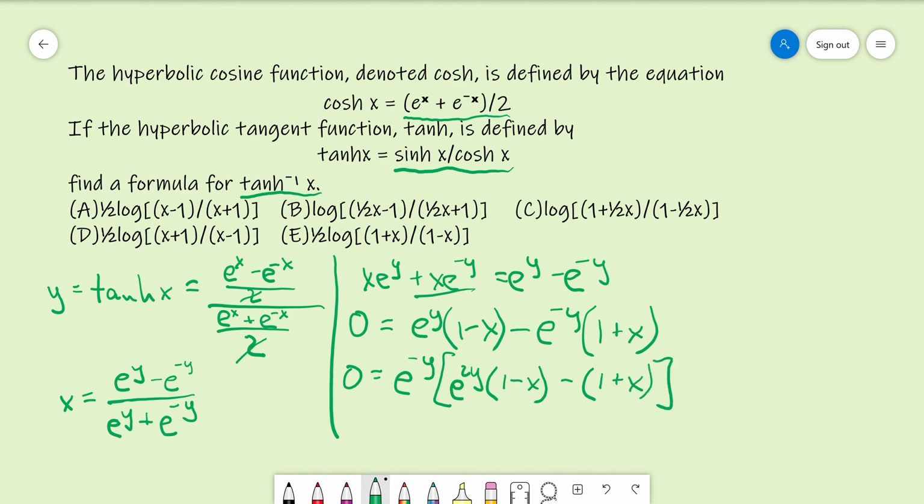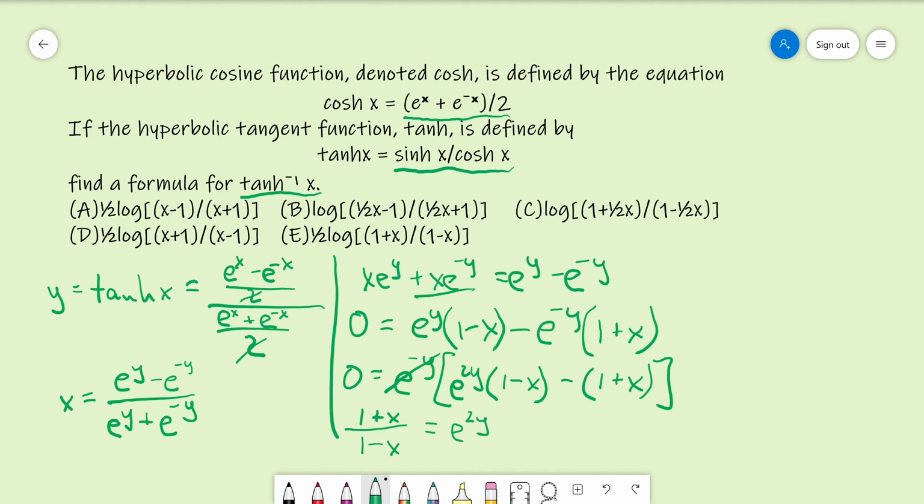Well, if we add 1 plus x to both sides, we get 1 plus x, and then divide both sides by, since e to the negative y is never 0, we can cancel that out. We can divide by e to the negative y. Now we added 1 plus x to both sides, and we can divide both sides now by 1 minus x. All of that is going to equal e to the 2y.